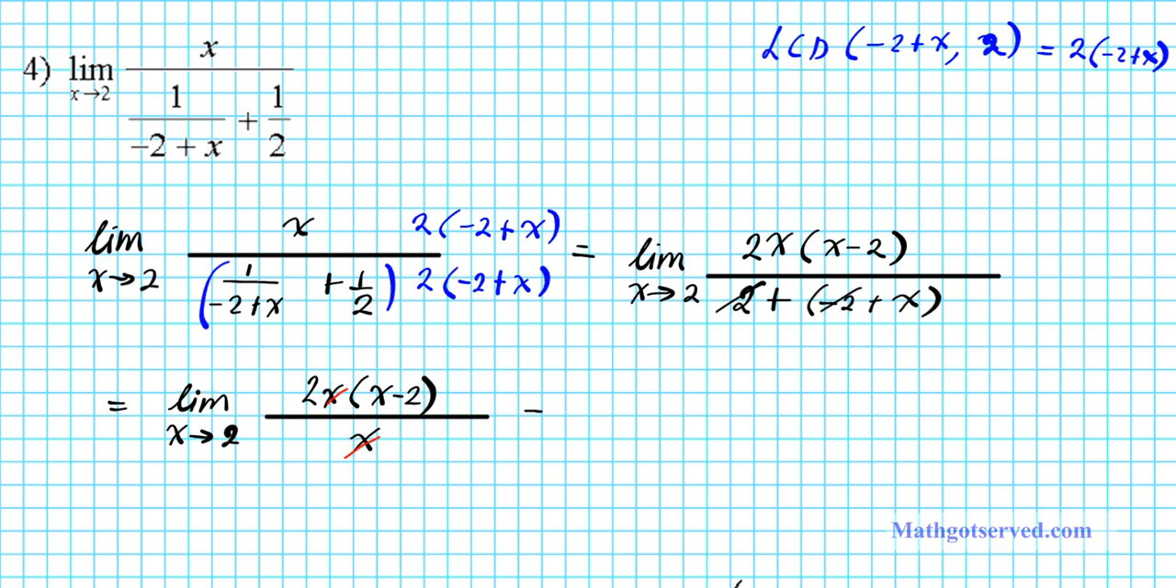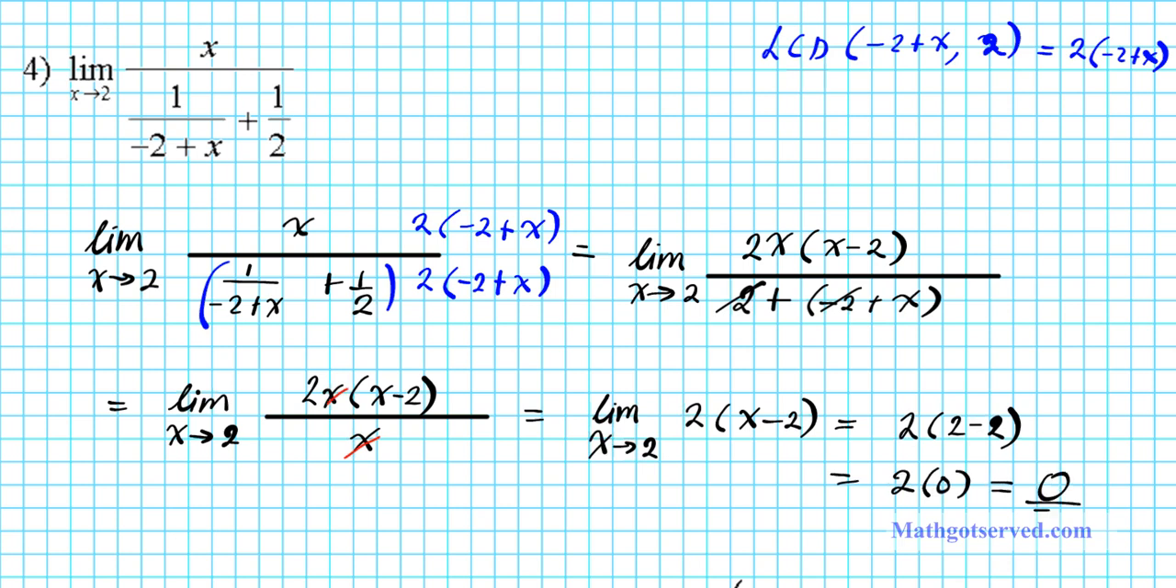My limit becomes the limit as x approaches 2 of 2 times x minus 2. Now I can evaluate this limit by direct substitution. So I'll have 2 times 2 minus 2, which is 2 times 0. Our final answer is going to be 0. All right? So that's the limit.